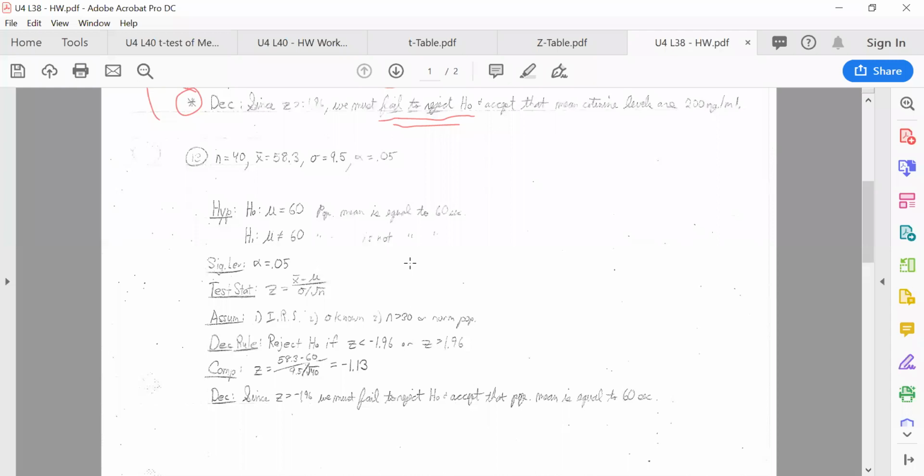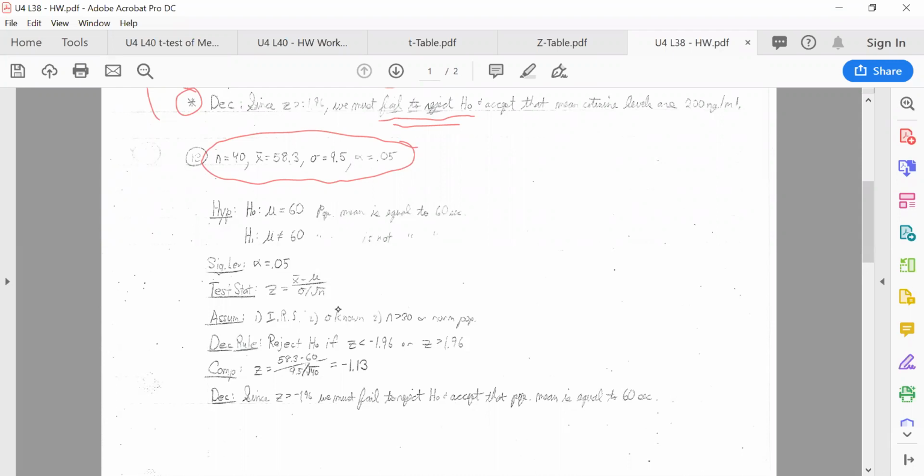So once again, 40 people were selected for this study. Sample mean was 58.3. So the mean either equals 60 or not. Verbals: population mean is equal to 60 versus it's not equal to 60. Remember, you need to write your verbals. Alpha's 0.05, z-score is the test statistic, assumptions are the same.